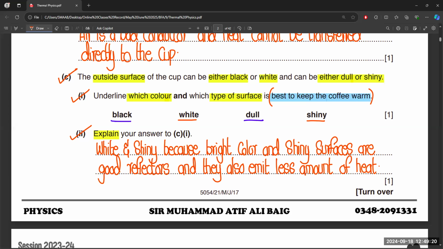Okay. So in the same way, when the coffee is getting heat from the heater and some other type of radiations from the surrounding coming towards the coffee cup, they can easily reflect back. Plus, it is also a bad emitter, right? Shiny and white surfaces are bad emitters, so they will not emit thermal energy into the surrounding, or we can say they will emit very little thermal energy into the surrounding. So in this way, we can keep that coffee warm for a longer time. Okay.